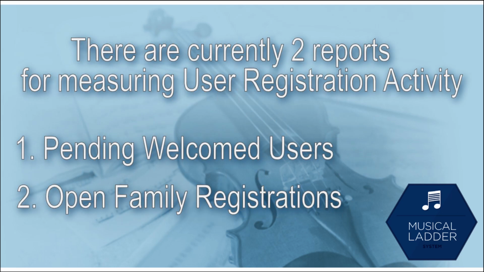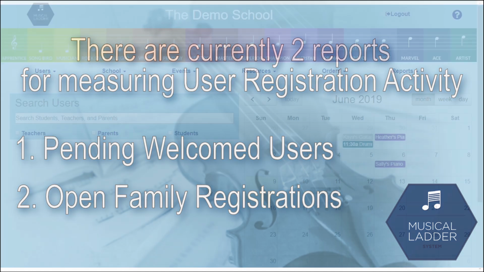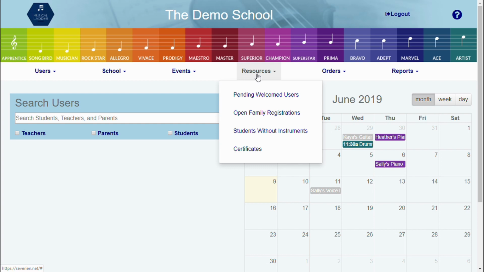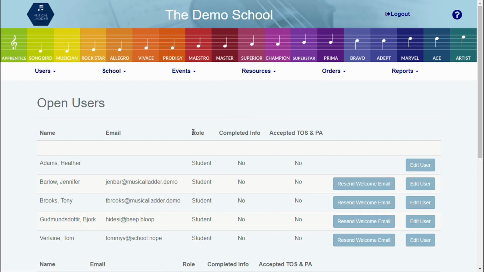If for any reason, after inviting them, you would like to see if the users have started, are in the process, or have completed their registration, there are two resources to look at. The first one will be Pending Welcome Users. To get to Pending Welcome Users, simply go to Resources on your main navigation bar and choose Pending Welcome Users.